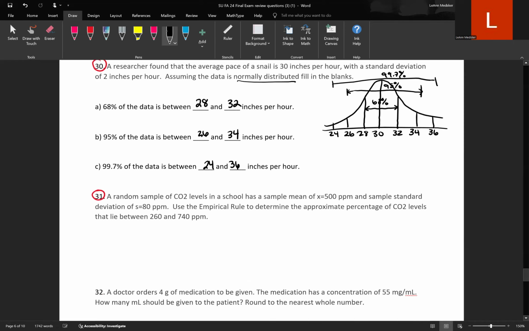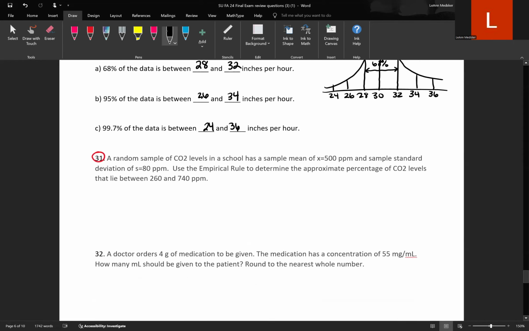Okay. And then this last one, it says a random sample of CO2 levels in a school has a mean of 500 and a standard deviation of 80. Use the empirical rule to determine the approximate percentage of 260 to 740 ppm. So we need to, again, make our picture since they said to use the empirical rule, not a z-score. So 500 is the mean, and we're adding and subtracting 80. So that would be 580, 660, and 740 if we're going up. So that's adding 80, adding 80, adding 80.